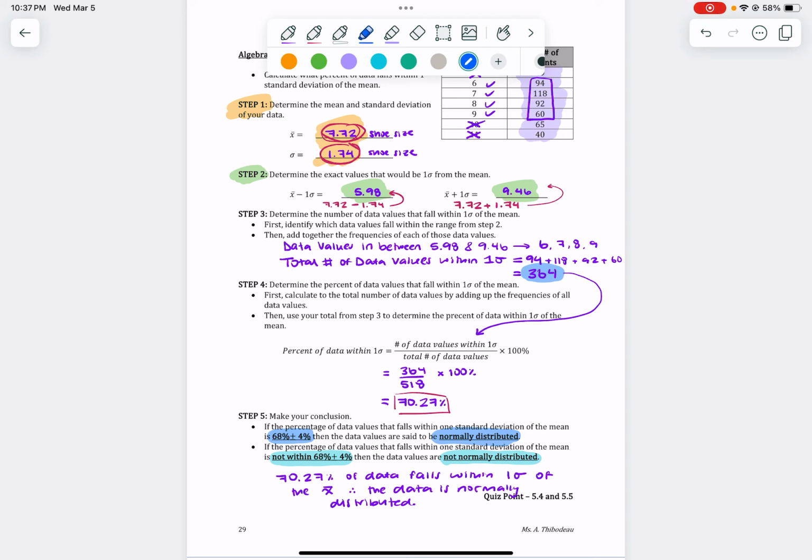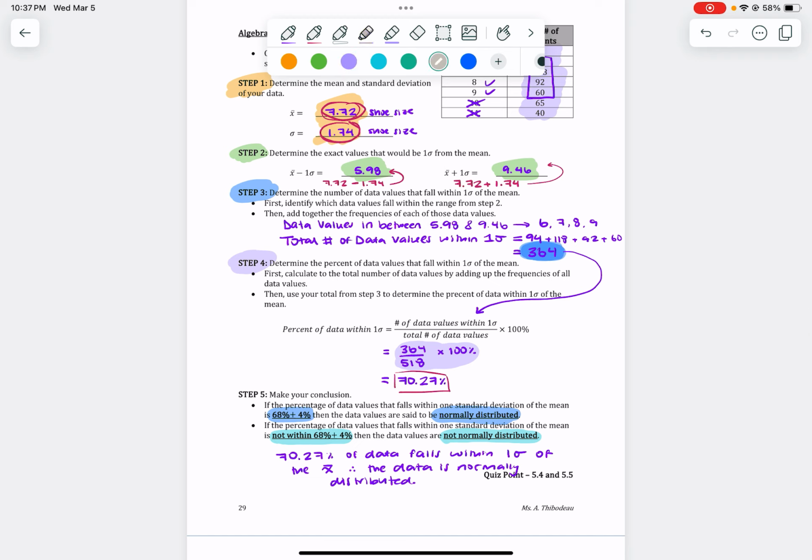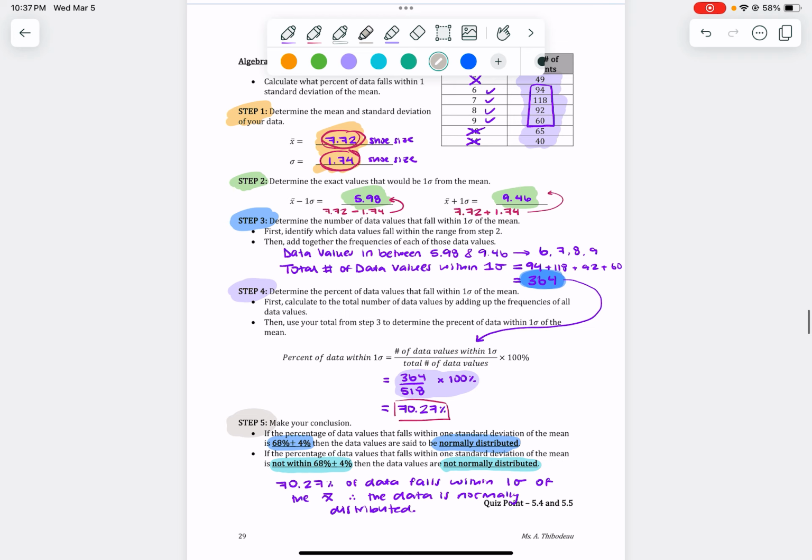Next, I am counting how many data values fall within that range. After that, I am using that answer as well as the grand total to figure out my percentage. And last but not least, I'm making a conclusion. I need to have those 5 steps to algebraically show that something is normally distributed. Okay, that is it. That is all.